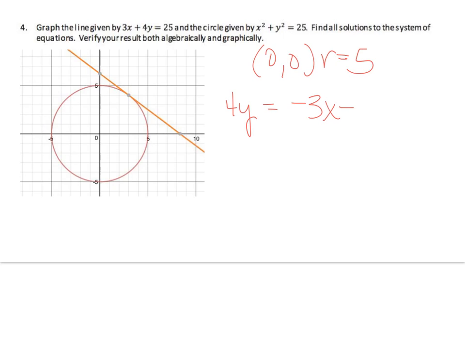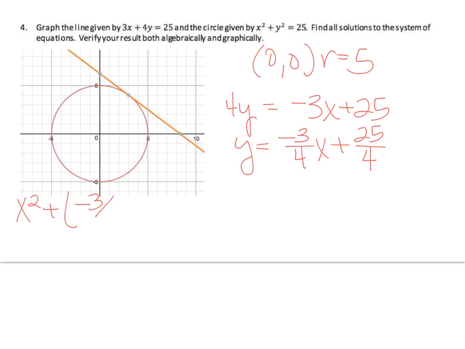Y equals negative 3x plus 25, negative 3/4 x plus 25/4. Yuck. Okay, let's go. X squared plus y squared. I'm going to push pause and work through this.